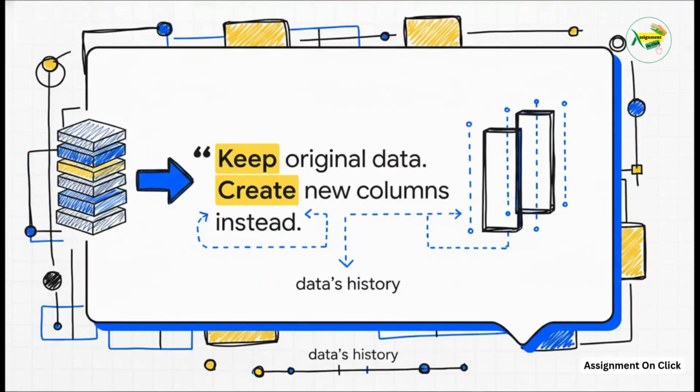The core methodology we're reviewing today highlights one golden rule above all others. Keep your original data intact. Create new appended columns instead of overwriting the old ones. This preserves the historical state of your data, making auditing and troubleshooting an absolute breeze.